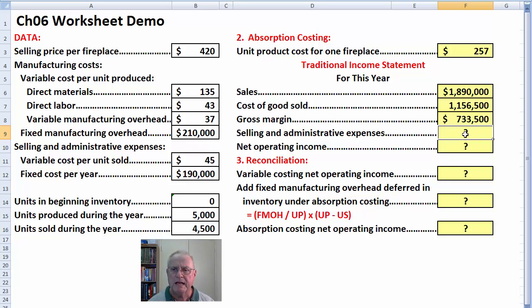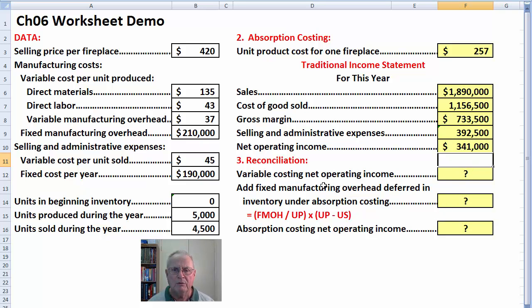Okay, the selling and administrative expenses. This is variable and fixed cost. So I'm going to put the variable cost in a bracket. So it's that number times the units sold during the year plus the fixed cost. Okay, so now we have the net operating income, that number, minus total selling and administrative expenses, and we have $341,000.